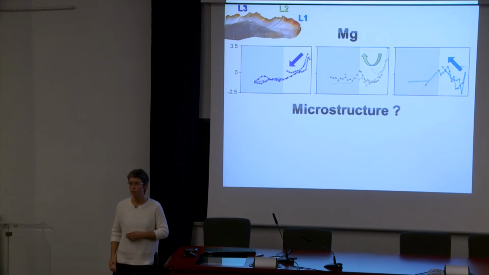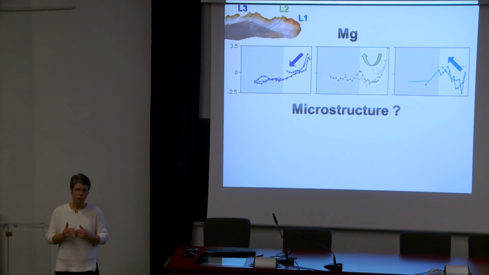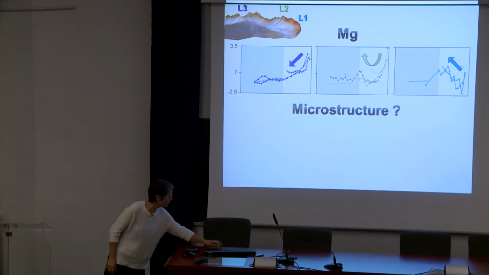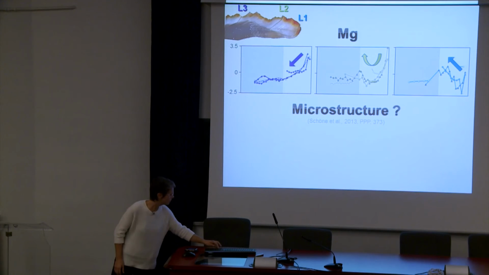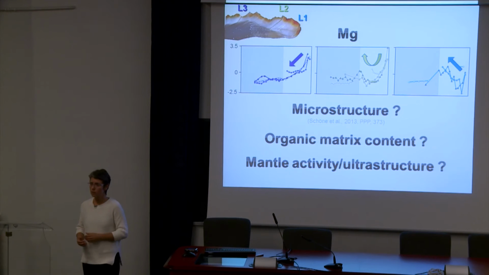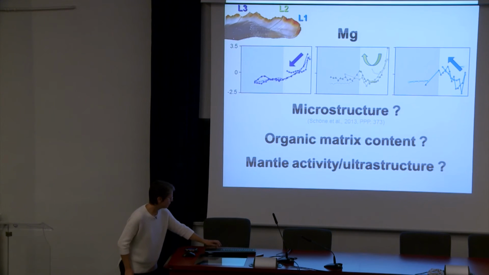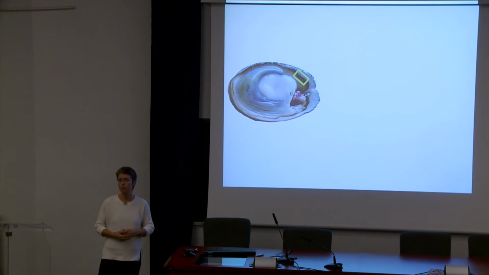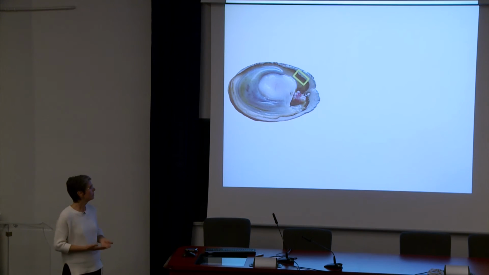So again, is this related to the microstructure, which can slightly change even in the same layer, as it has been shown by Schoene et al. in another mollusk? Or are these differences related to slight organic matrix content changes along a line as a consequence of mantle activity changes? Indeed, it has been shown that part of the mantle areas here, close to the shell edge, present some heterogeneities that may be related to the deposition of a given layer.